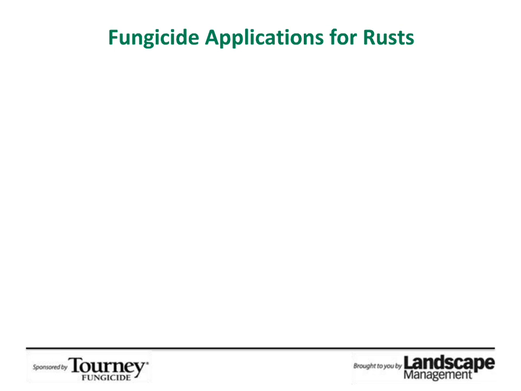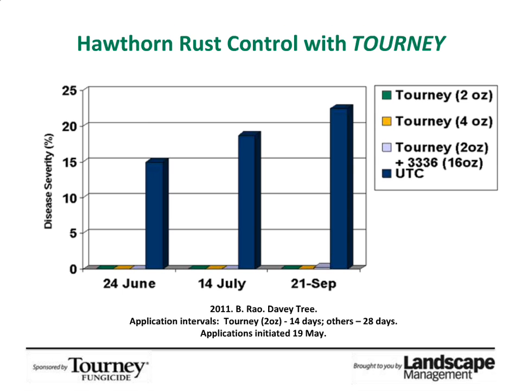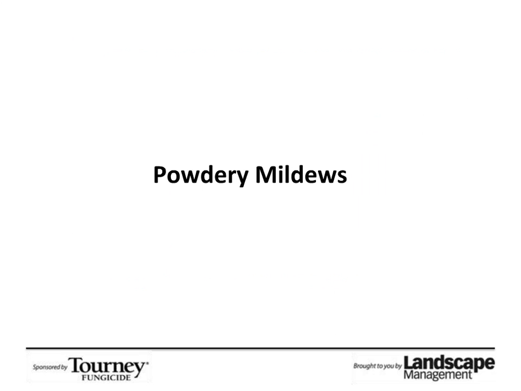And I have 2 data slides in my presentation. Here's the first, just showing control of hawthorne rust with Tourney. I really like the combination of Tourney and 33-36. You can lower the rate of Tourney that's required and take advantage of thiophanate methyl as well. It's a nice combination. Okay, so we'll jump into powdery mildew in the interest of time so I don't go over too much more.